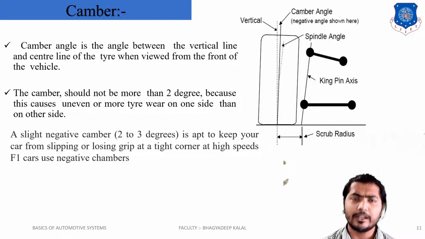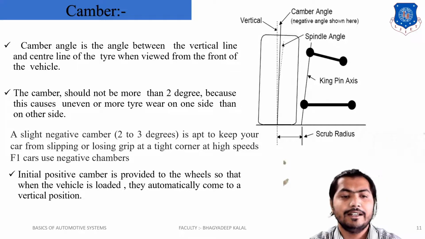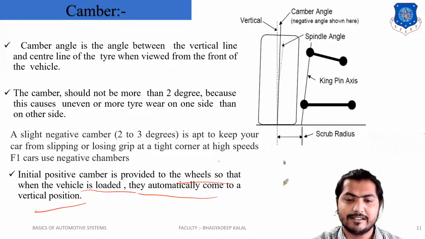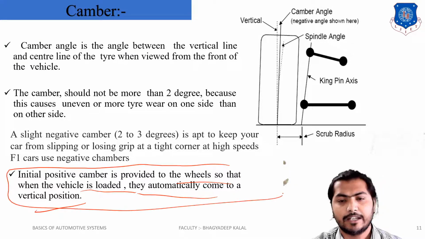In small loading vehicles, the camber angle is provided. It reduces uneven tire wear, because tires want to sit on the ground perfectly, so the wear of the tire is uniform. The initial positive camber is provided to the wheel so that when the vehicle is loaded, it automatically comes to a vertical position. That is the most beneficial effect of camber angle.